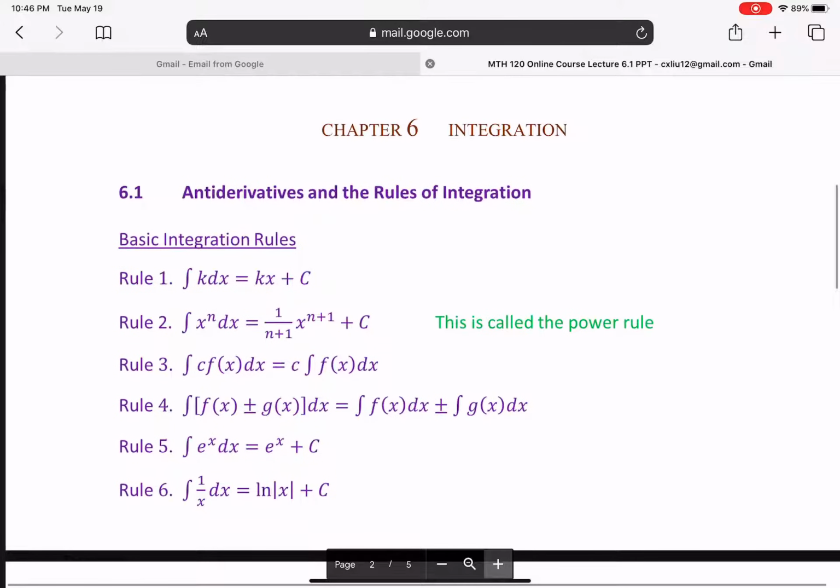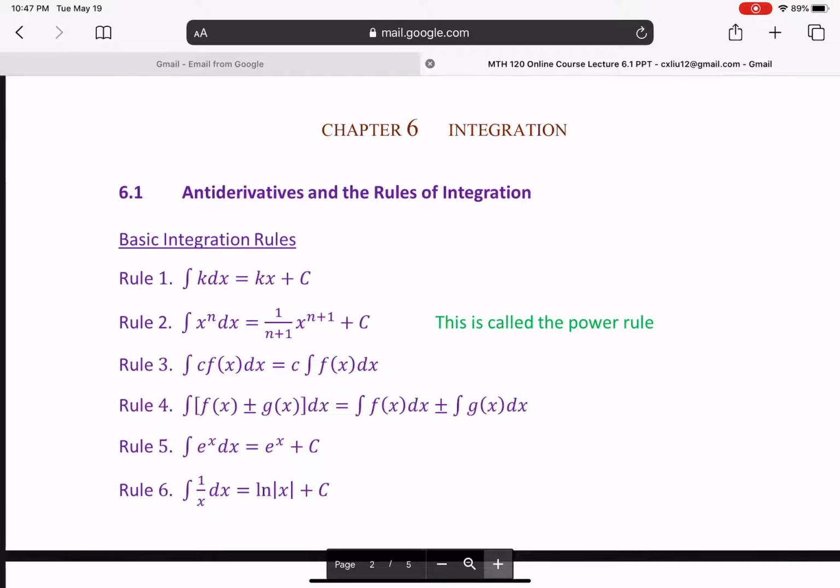Because integration is the opposite operation of differentiation, we can use the rules for differentiation backwards when we take integration. So let's talk about some basic integration rules. Rule 1. The integral of a constant k is kx plus c. This can be easily verified by taking the derivative of kx plus c to get k on the left. Rule 2. When you integrate x to the n, you get 1 over n plus 1 times x to the n plus 1, plus c. This is called the power rule for integration. Again, if you take the derivative of the right-hand side, you get x to the n on the left side.